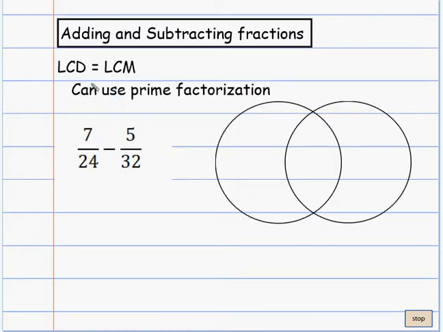Okay, now remember that LCD, least common denominator, is the same thing as your LCM, your least common multiple, and you can use prime factorization to find that, because it might be difficult to find the denominator that they have in common when you're talking about 24 and 32. So off to the side on your paper, work out the prime factorization of 24. Remember, we're doing this to get down to the prime factors. And then we need to work on 32 as well.